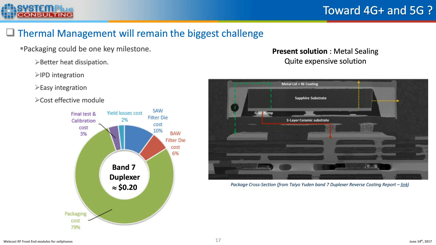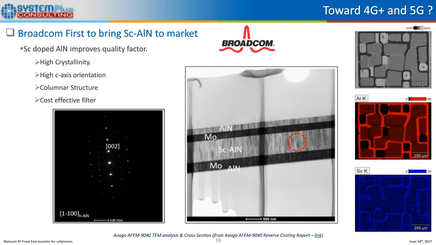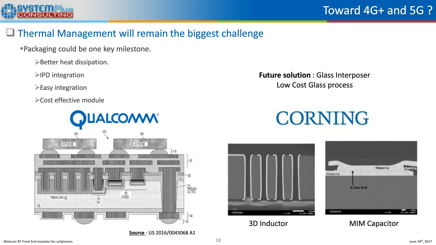And one solution that could take place in the market could be the use of glass interposer, for example, resulting from the Qualcomm project with Corning, which studied the possibility of integrating passive and active components through a glass interposer.